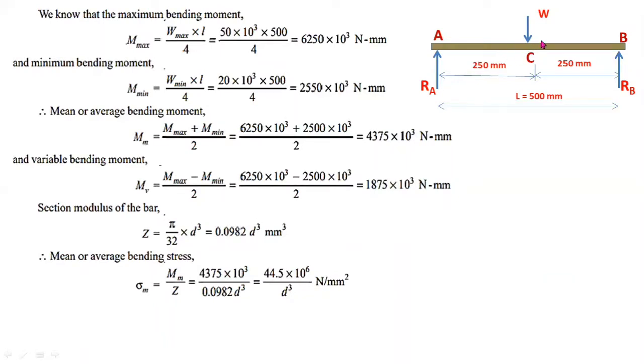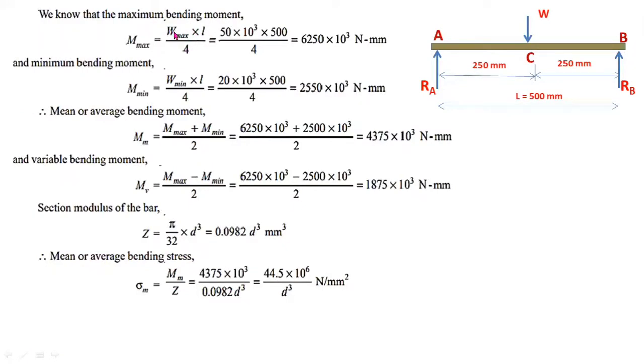So already we know that bending moment at C equal to WL by 4. Bending moment at A is 0, bending moment at B is 0. No need to find the bending moment at A and B, but you have to consider the maximum and minimum bending moment at point C. So already we know the formula: bending moment at C equal to WL by 4 for a simply supported beam carrying a point load at the midspan.